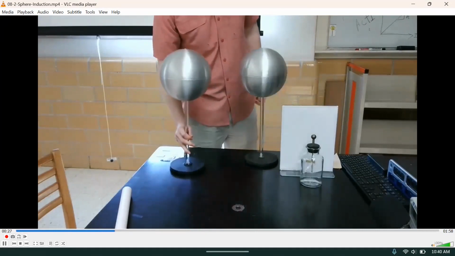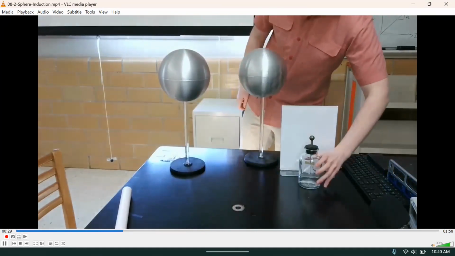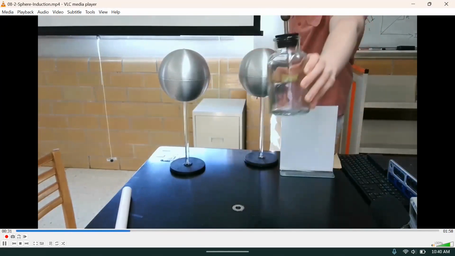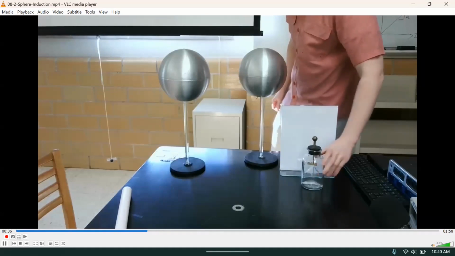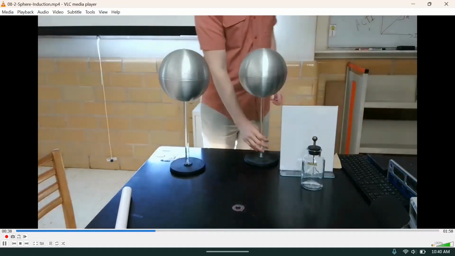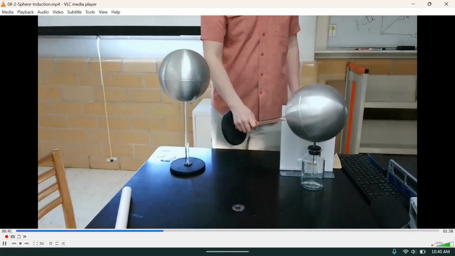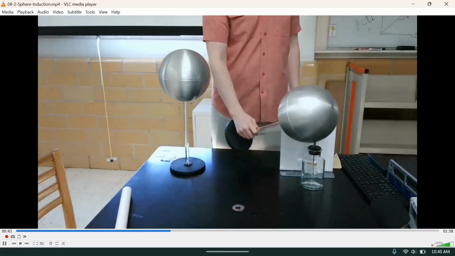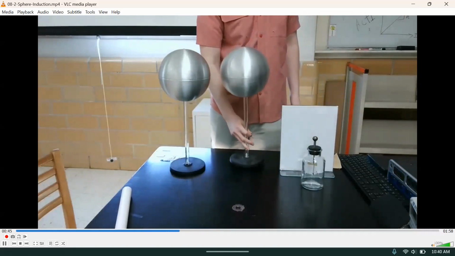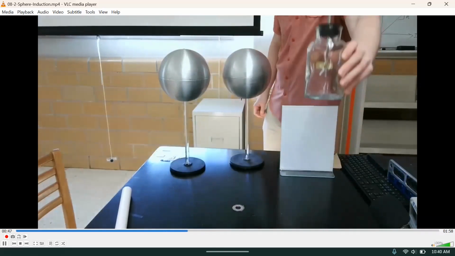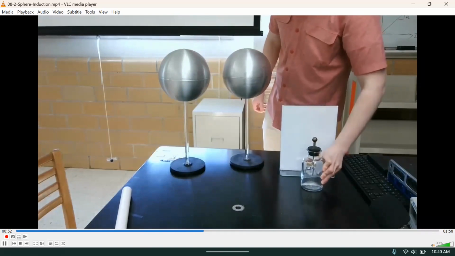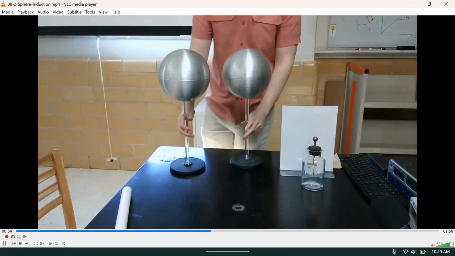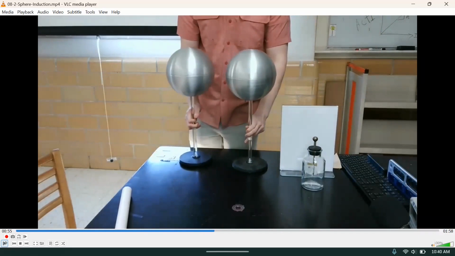I have a charge on one. So the leaves have spread apart. If I now touch the other one to it, the leaves get a little bit closer together. So what happened here is... Does anyone want to take a guess at what happened before I explain it in the video?